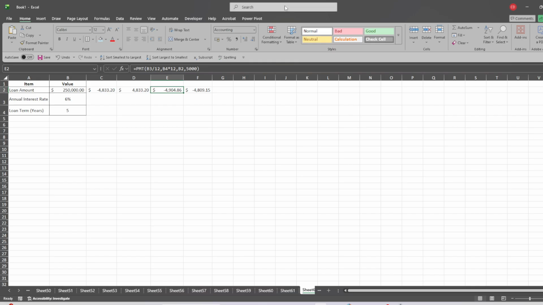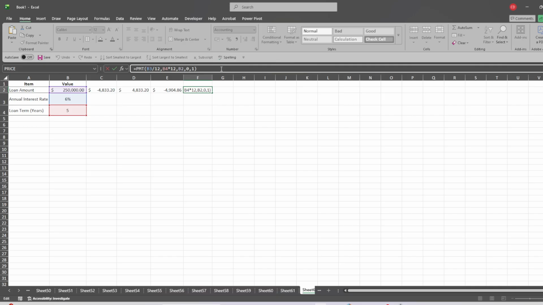If payments are due at the beginning of each month instead of the end, enter =PMT(B3/12, B4*12, B2, 0, 1). That final 1 tells Excel the payment happens at the beginning of each period.